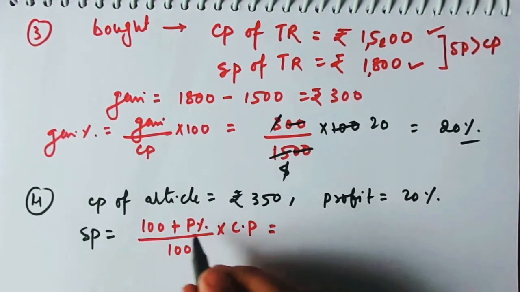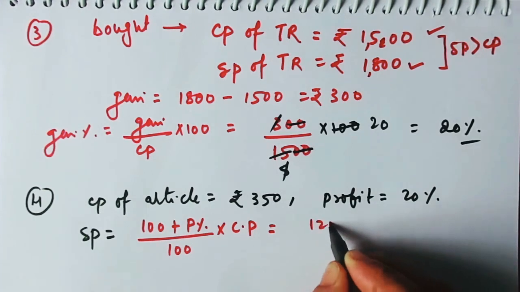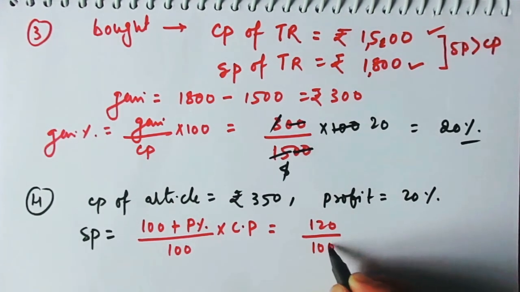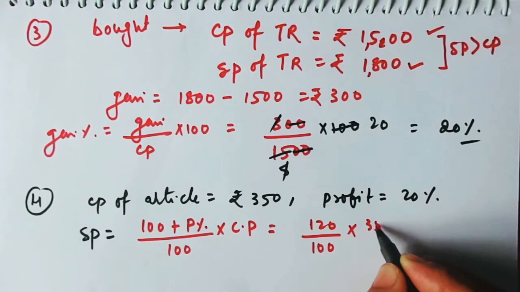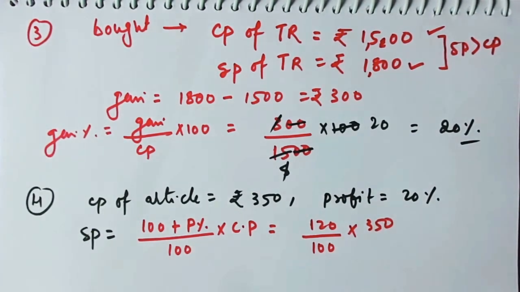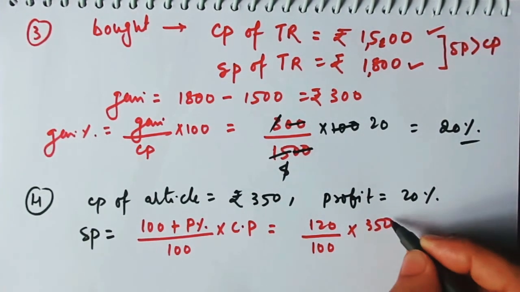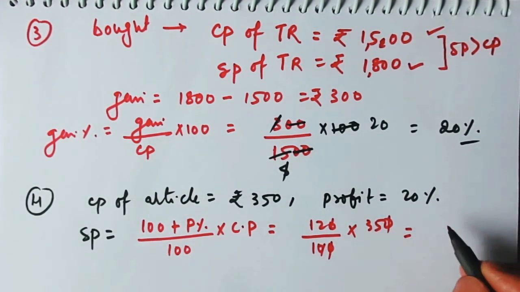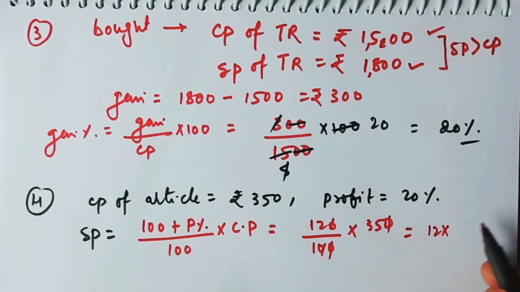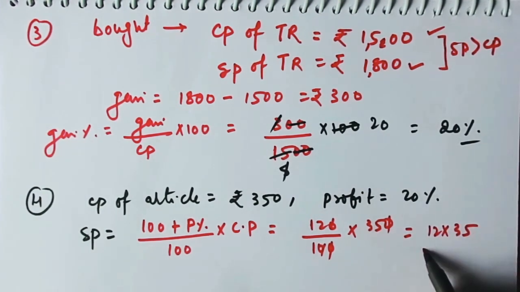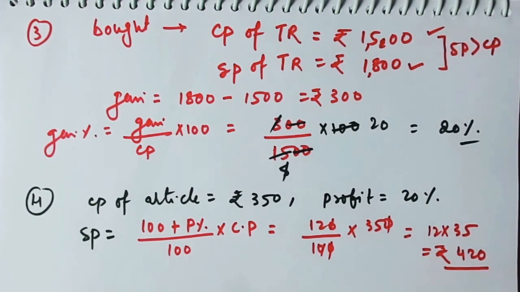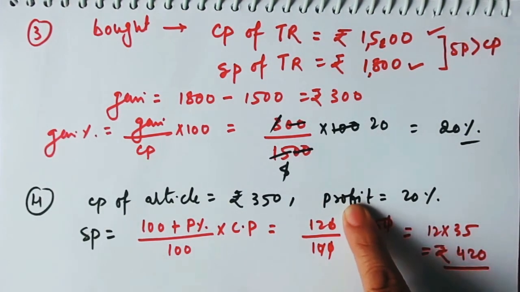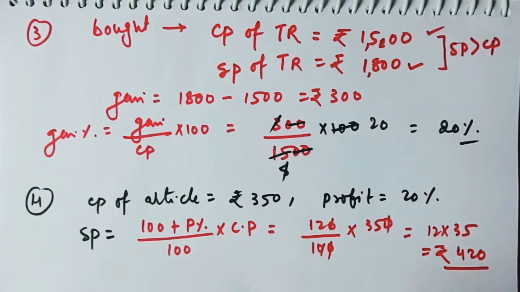So selling price is equal to 100 plus profit. I can write directly over here 120 by 100 into 350. So what will I get? Let me do some calculation work. 12 into 35. So 12 times 35 will give you rupees 420. What is this? This is the selling price after earning a profit of 20%.